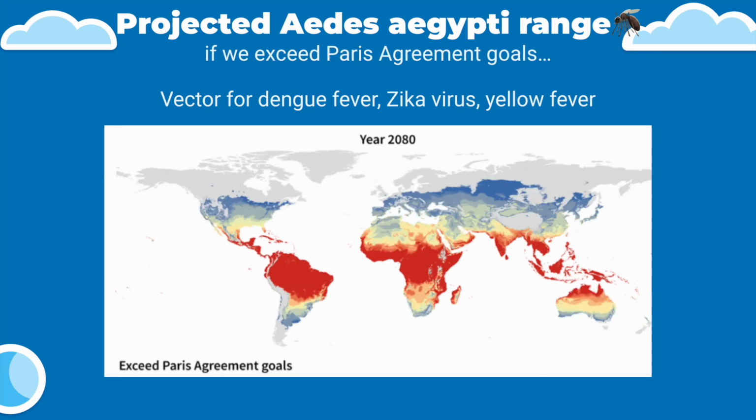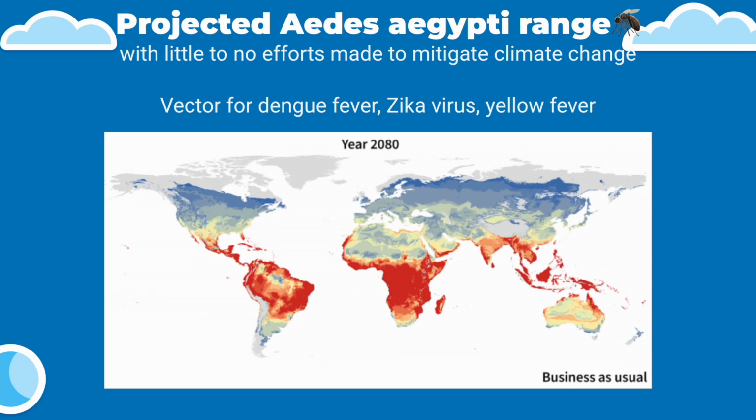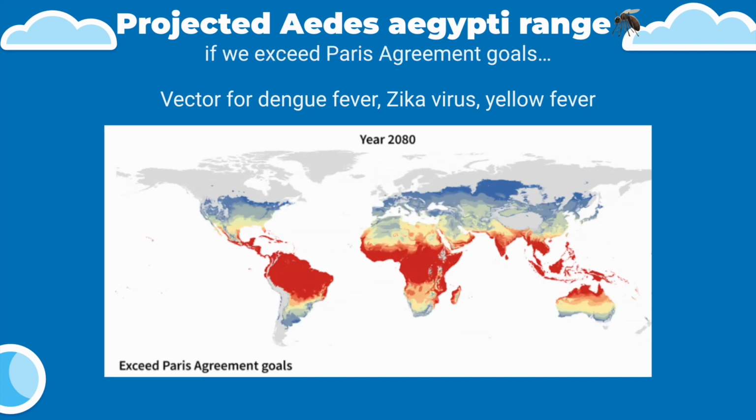And then if we exceed the Paris Agreement goals, this would be what that would look like. So we've kind of shrunk that back down towards the equator if we exceed our goals with the Paris Climate Agreement, which doesn't look likely, but hey, we can try.